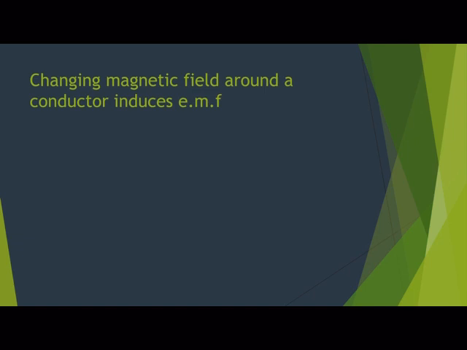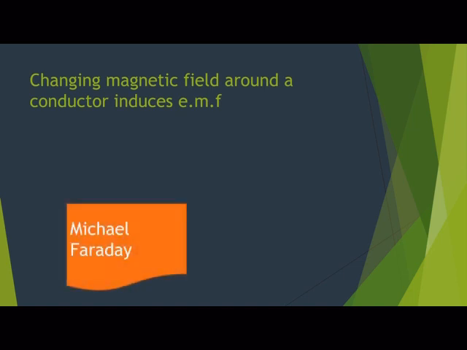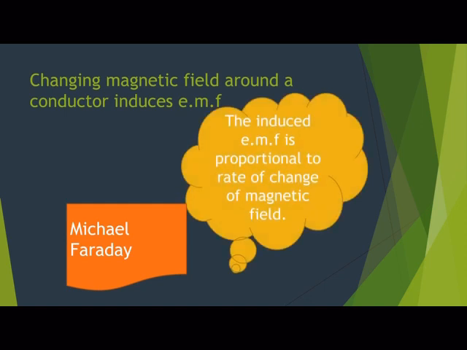What did Faraday conclude? He concluded that a changing magnetic field around a conductor induces an EMF. And the induced EMF is directly proportional to the rate of change of magnetic field.